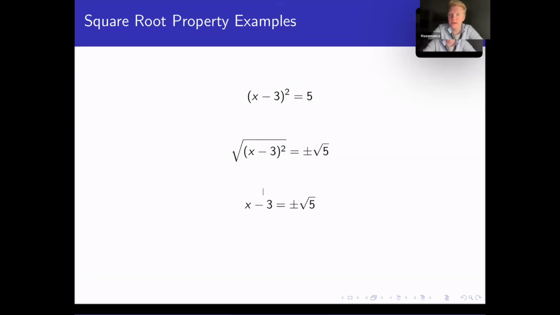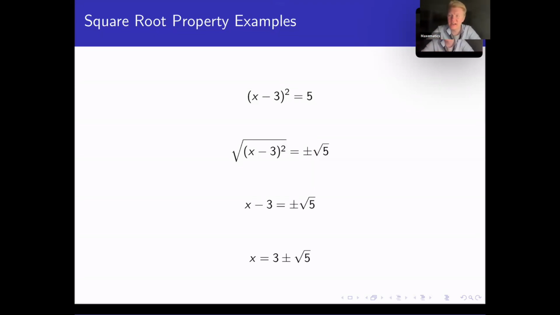So we get x minus 3 equals plus or minus square root of 5. This is not nearly as pretty. So why don't we just add 3 to both sides? Now you might be wondering, why don't we do it separately? X minus 3 equals positive square root of 5. X minus 3 equals negative square root of 5.